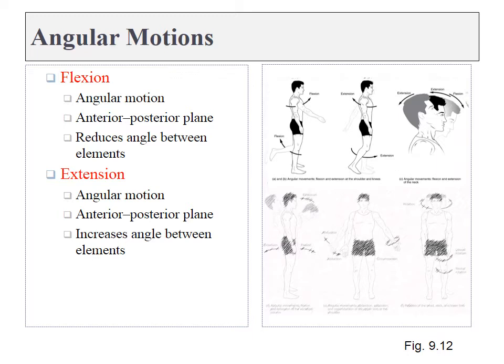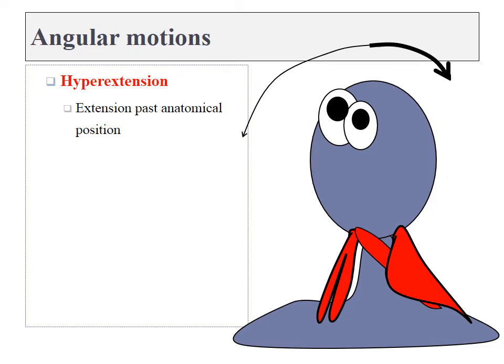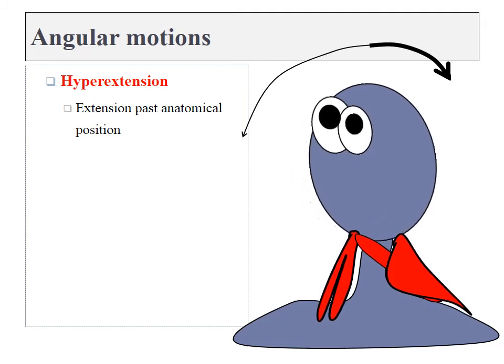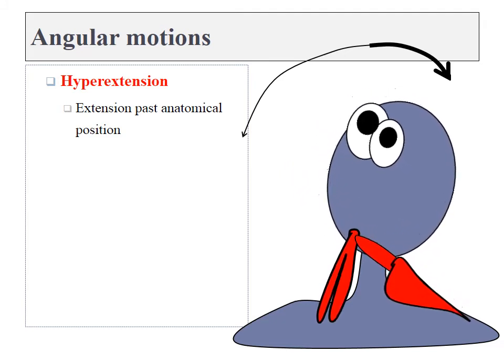Of the angular motions, the two most common are flexion and extension. Flexing your biceps, for instance, reduces the angle of your elbow joint, whereas extending that joint increases the angle. A few joints can hyperextend. The head can flex forwards, extend back to its original position, and continue to hyperextend backwards.